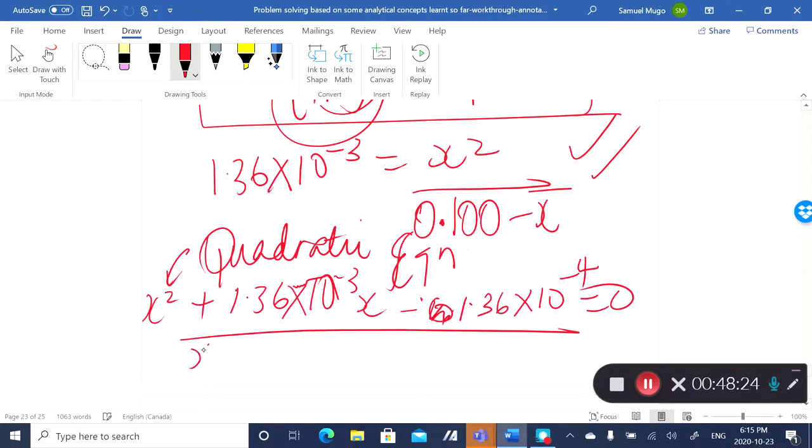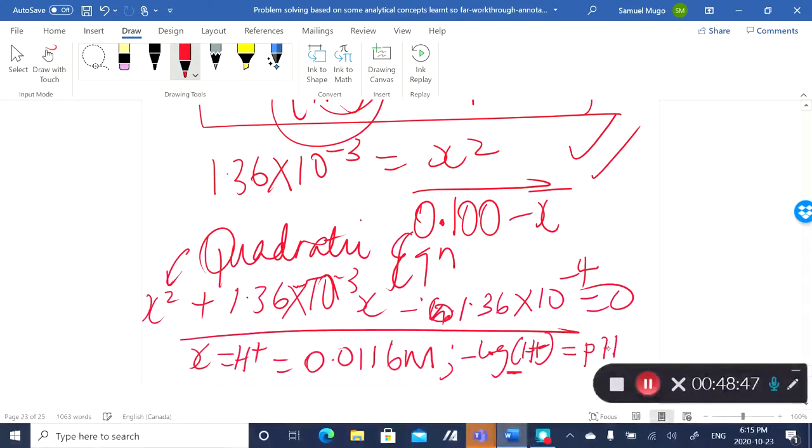And when you do, you're going to find x is equal to H plus, which is very close to 0.116 molar. And when you take the negative log of the hydronium ion concentration, and of course that's the definition of pH, you're going to see the answer is 1.93.